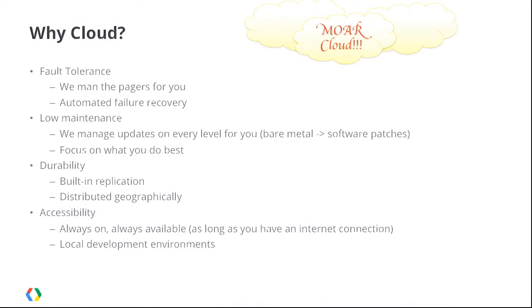And that means low maintenance. In addition to the fault tolerance, low maintenance also means that we manage the updates for you. From the bare metal to software patches, you never have to worry how a patch will affect your systems, because you're using the same cloud that we use at Google. We vet these patches, make sure everything works, and then we push it. You don't have to worry about that. So when you use the cloud, you can focus on what you do best and not worry about the cloud.